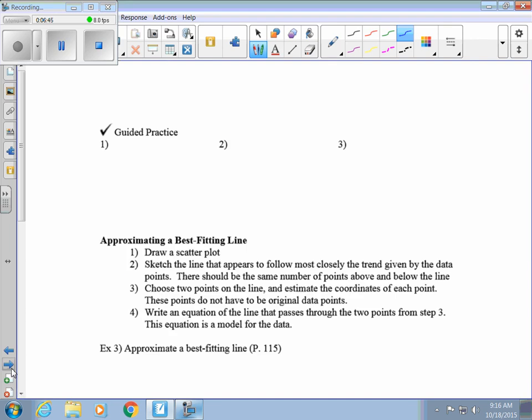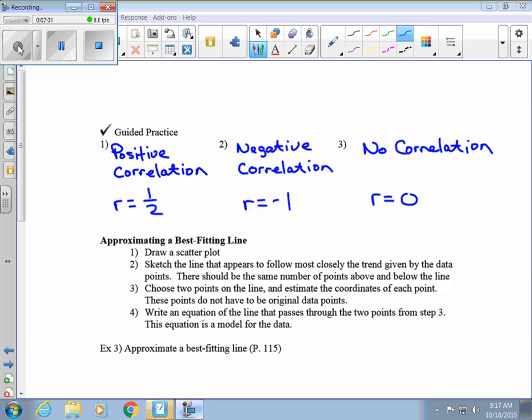So in your book, the guided practice is on page 114. So go ahead and take a couple minutes to do that quickly. Pause the video and you can hit play when you're ready to move on. And here are the answers to those 3 guided practice questions.